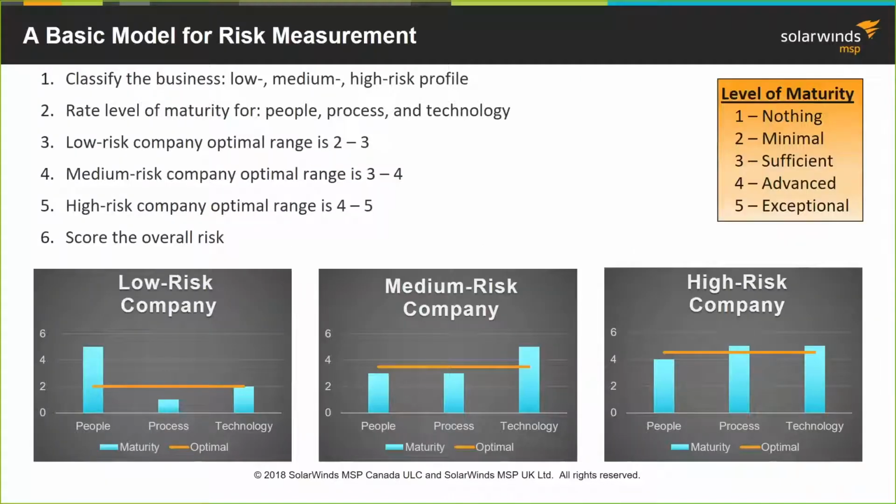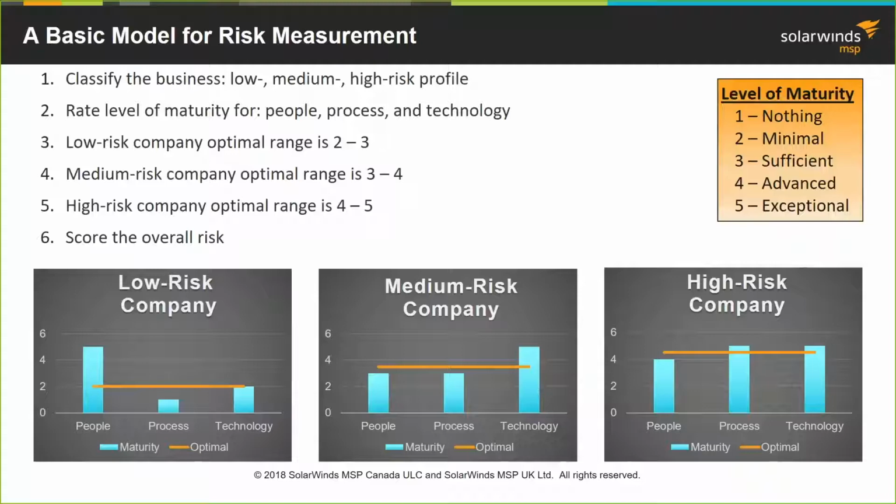All right, now, a basic model for risk measurement. We first classify the company or the business into low, medium, or high risk profile, based on the things we talked about in the first page, right? Just high level, it's not going to be a huge mistake if you put them in the wrong bucket, right? Maybe everybody's going to fall in medium, right?